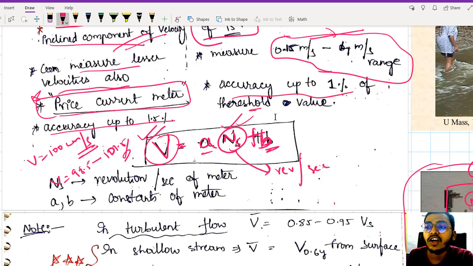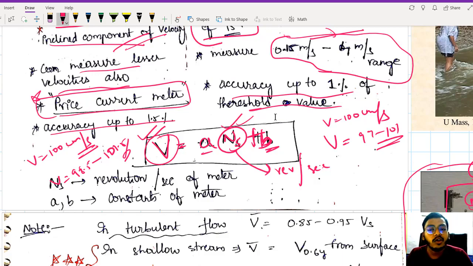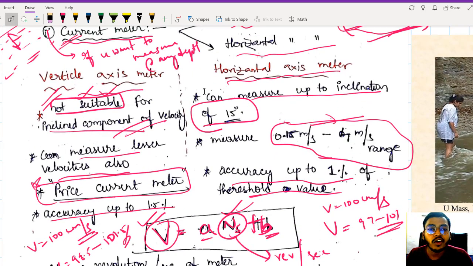Whereas here in the horizontal axis, if velocity is 100 centimeters per second, your velocity will be in the range of 99 to 101. That is the only difference. Okay, so I hope every concept is covered.